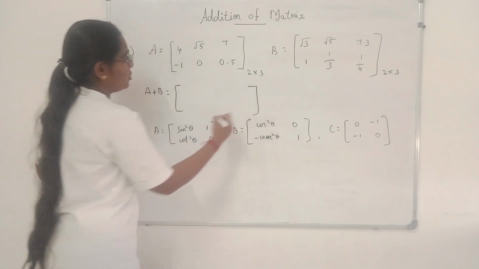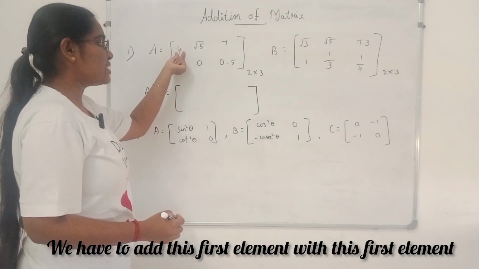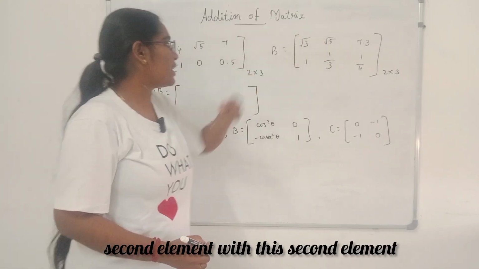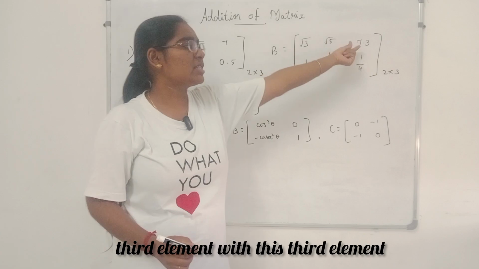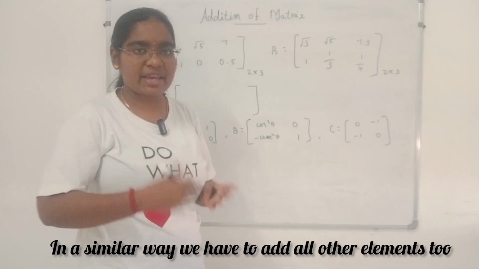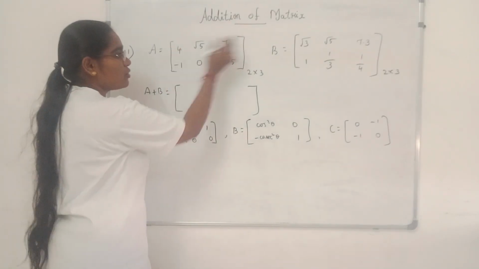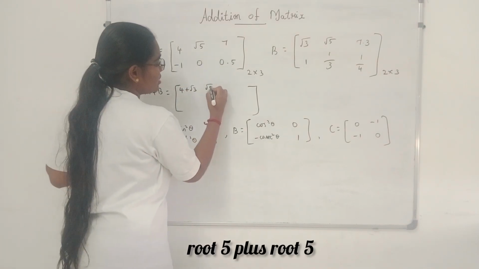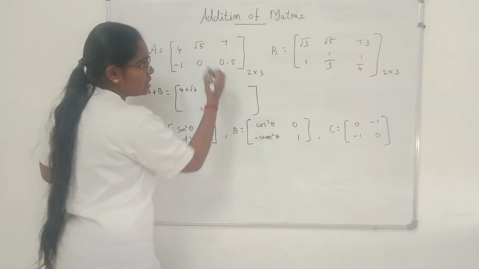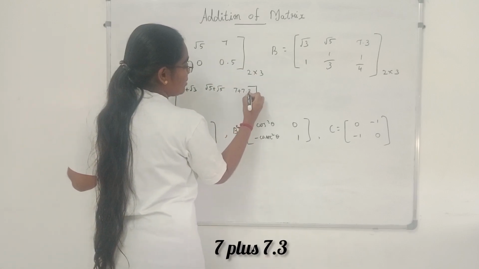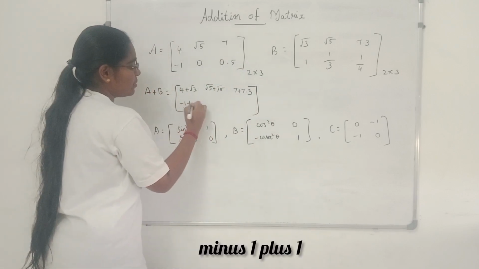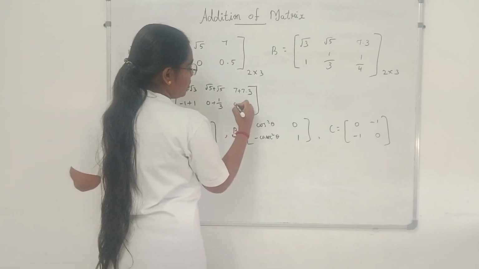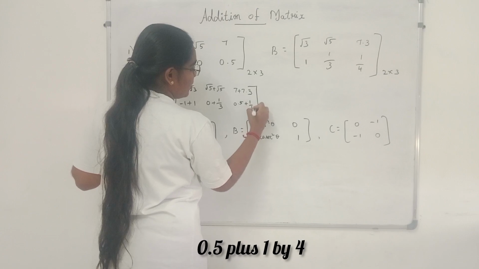A plus B equal to, we have to add this first element with this first element, second element with this second element, third element with this third element. In a similar way, we have to add all other elements too. So, 4 plus root 3, root 5 plus root 5, 7 plus 7.3, minus 1 plus 1, 0 plus 1 by 3, 0.5 plus 1 by 4.